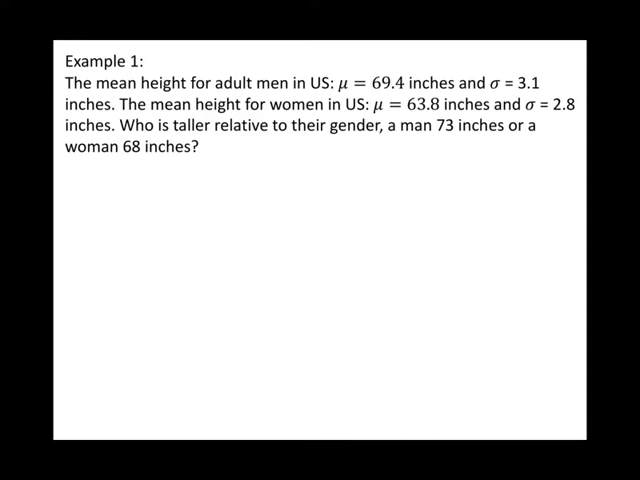Okay, example. The mean height of an adult man in the United States, population mean equal to 69.4 inches and population standard deviation equal to 3.1 inches. The mean height of a woman in the United States, population mean equal to 63.8 inches and population standard deviation equal to 2.8 inches. Who is taller relative to their gender, a man 73 inches or a woman 68 inches? First, I want you to use this formula. Figure out the z-score for the man's height.